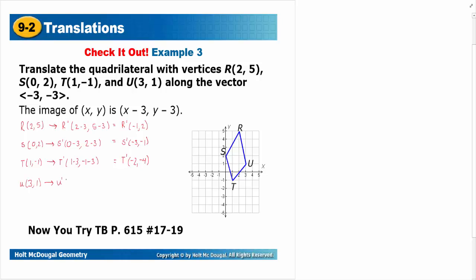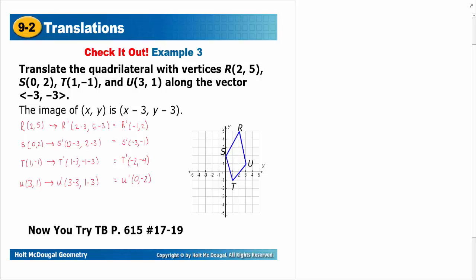So here we go, U prime, same process, 3, minus 3. Because again, we're using our vector, negative 3, negative 3. It's going to go 1, minus 3. So I get U prime, which is at 0, comma, negative 2. So I have my points. Again, find the points first, then you just need to plot them.